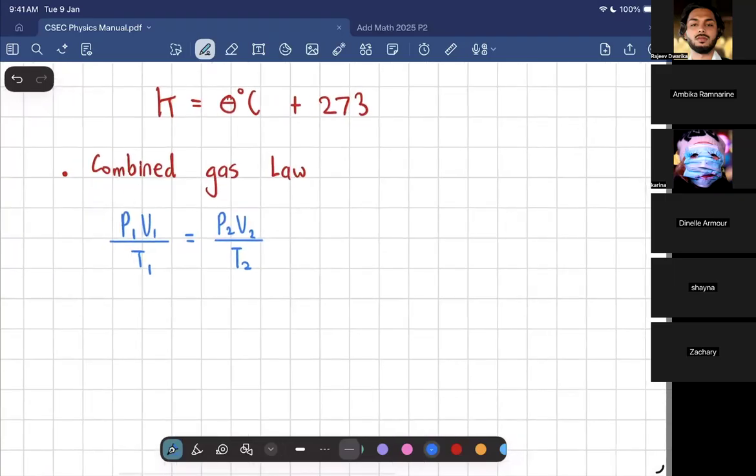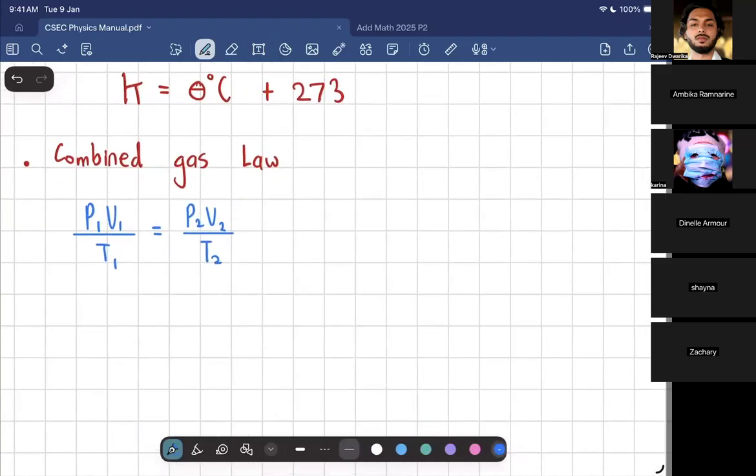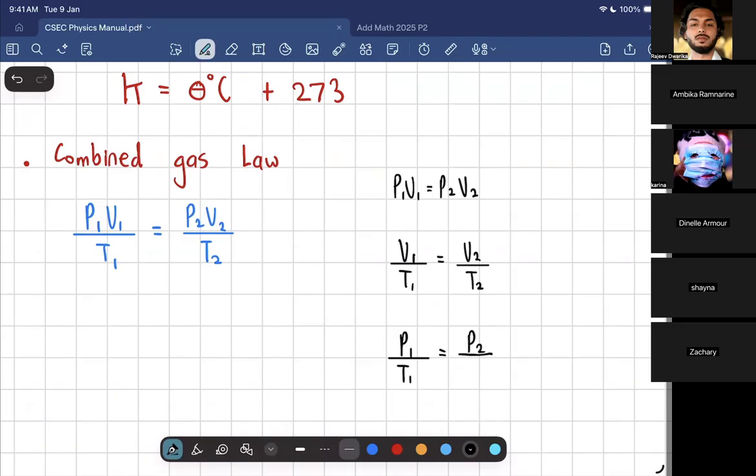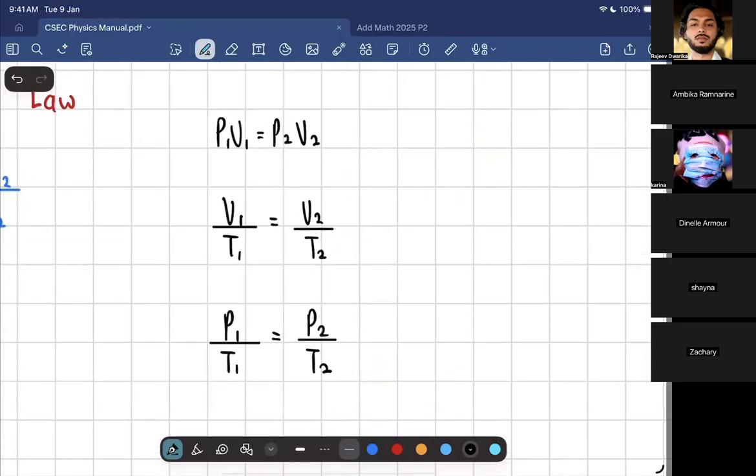Now let me show you how to prove this quickly. I want you to tell me the three gas laws very fast. I want the formulas. P1 V1 is equal to P2 V2. Tell me the other one. V1 over T1 is equal to V2 over T2. And P1 over T1 is equal to P2 over T2. Okay, you okay with this, right?